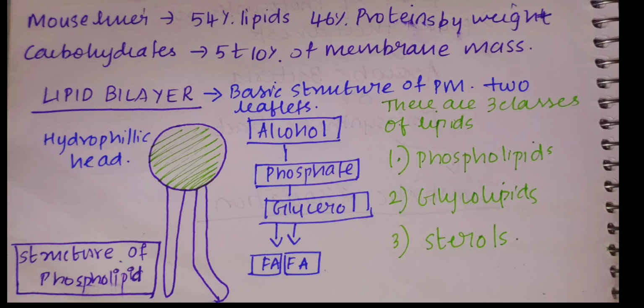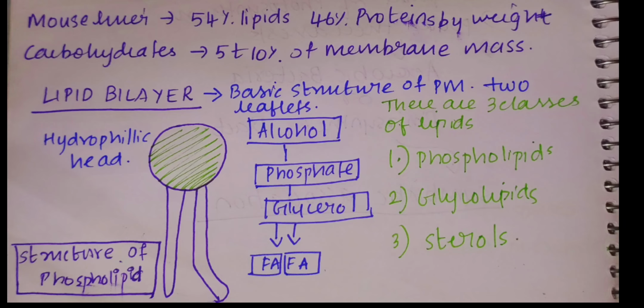Now based on this, there are three classes of lipid molecules. Those are phospholipids, glycolipids and sterols. Okay, the structure that you can see there is a structure of a phospholipid, which consists of a hydrophilic head, also known as a polar head group, and two straight lines, which are the hydrocarbon tails.